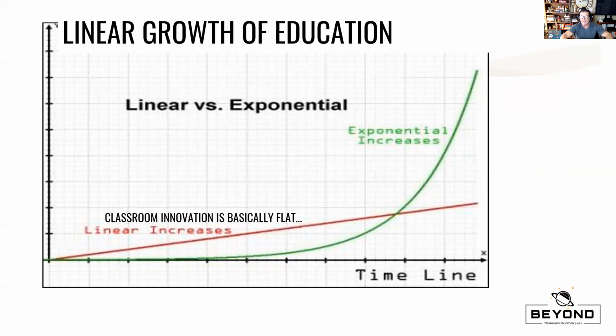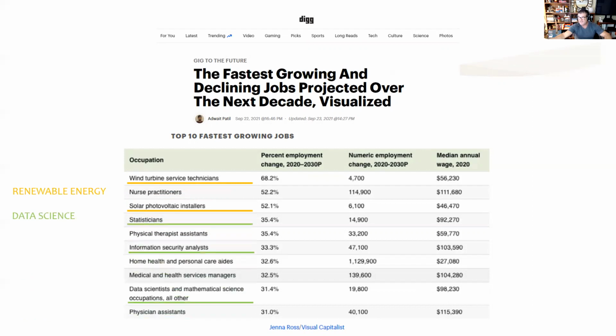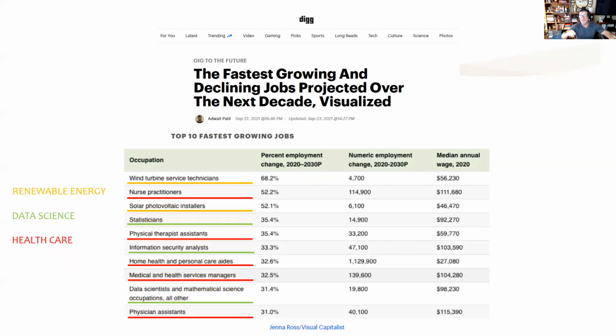How do we make sure they have the skills for tomorrow? Well, we could start by just talking about the skills that they'll need for tomorrow. Let's look at data. What are the fastest growing jobs in America? Renewable energy is 1 and 3. Data science is 4, 7, and 9. Healthcare is the rest. Those are the fastest growing job categories in America. Now, I know regionally this changes up and down, and it's a little different for everybody, but it gives you a sense of where things are headed.